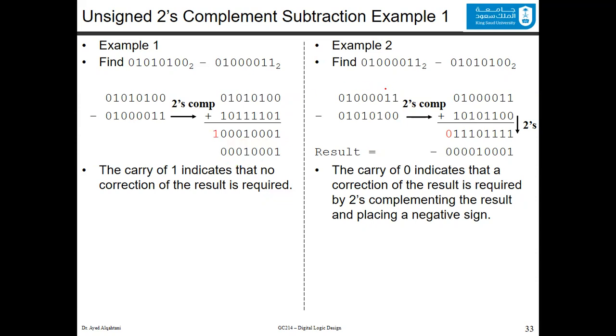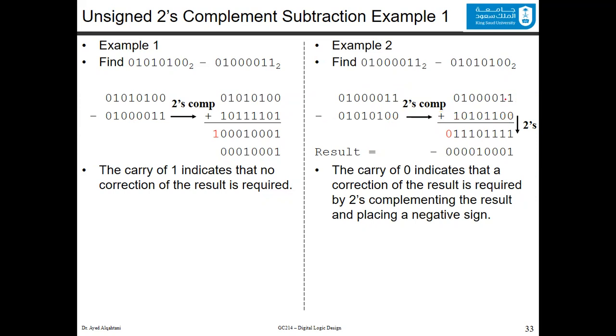Now, the other example, same idea. We convert the subtraction to addition. We take the 2's complement. We copy the first two zeros, and we copy the 1. We stop at the first one. After that, we flip the rest of the bits. The 0 becomes a 1, and so on. Now, we do the addition.